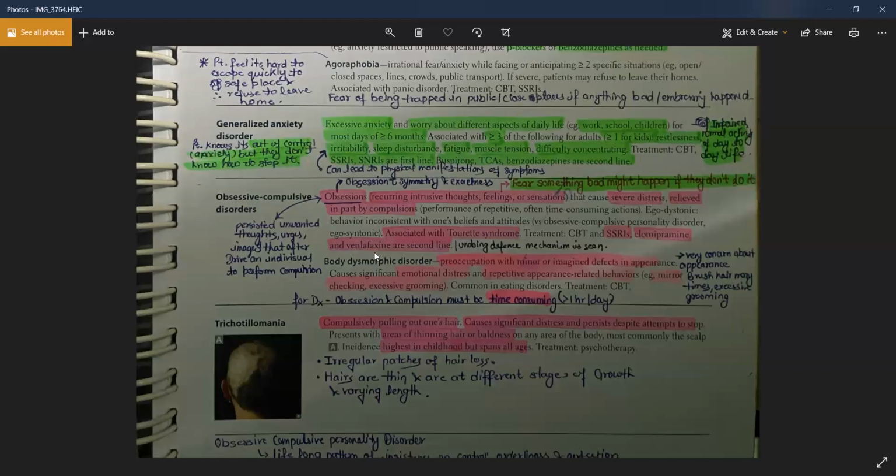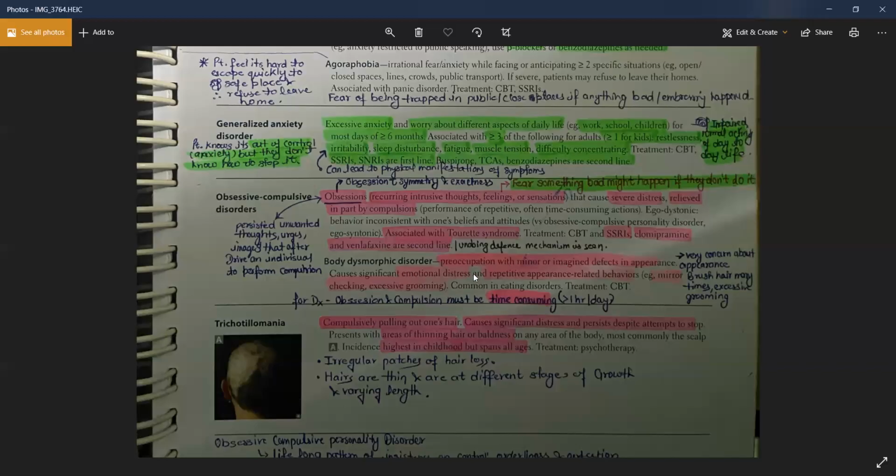Then you have body dysmorphic disorder, in which although the body of the patient is totally normal, in their eyes they see a defect in some part of their body. It could be a thigh, a hand, or their face. So there is preoccupation with a minor defect in their appearance on any body part, and because of that, they will have emotional distress. They will avoid public places. They will avoid social interaction because of that.